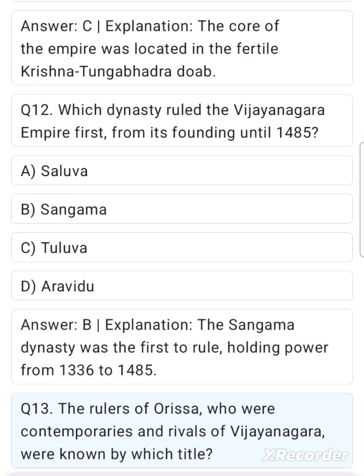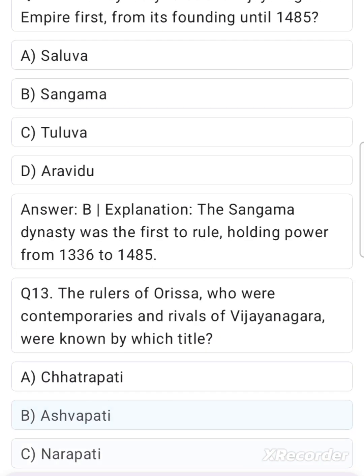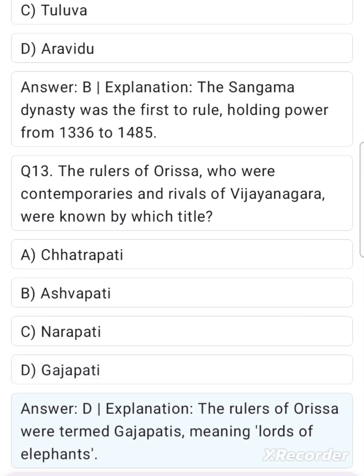Q13. The rulers of Orissa, who were contemporaries and rivals of Vijayanagara, were known by which title? A. Chhatrapati. B. Ashwapati. C. Narapati. D. Gajapati. Answer. D. Explanation. The rulers of Orissa were termed Gajapatis, meaning lords of elephants.